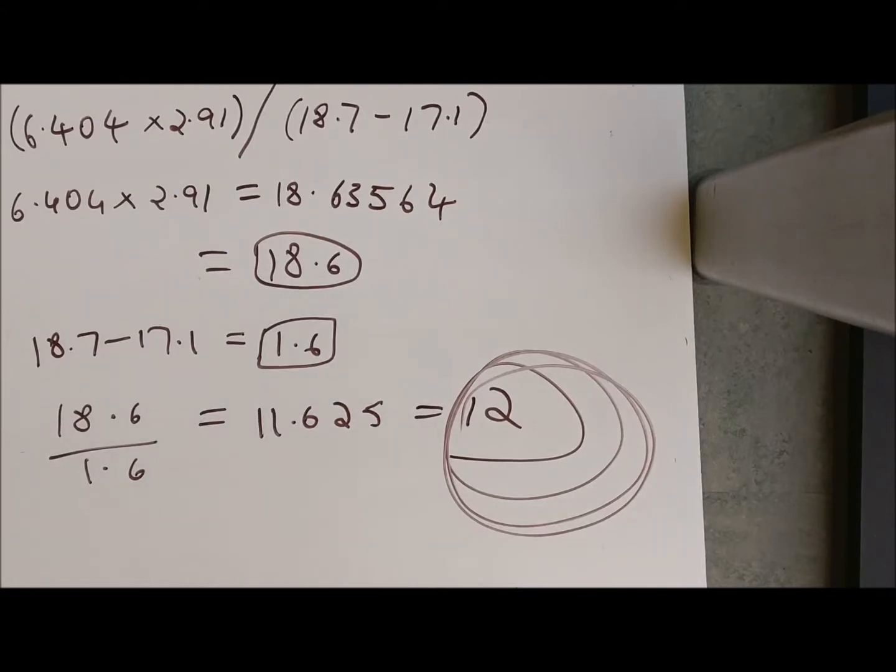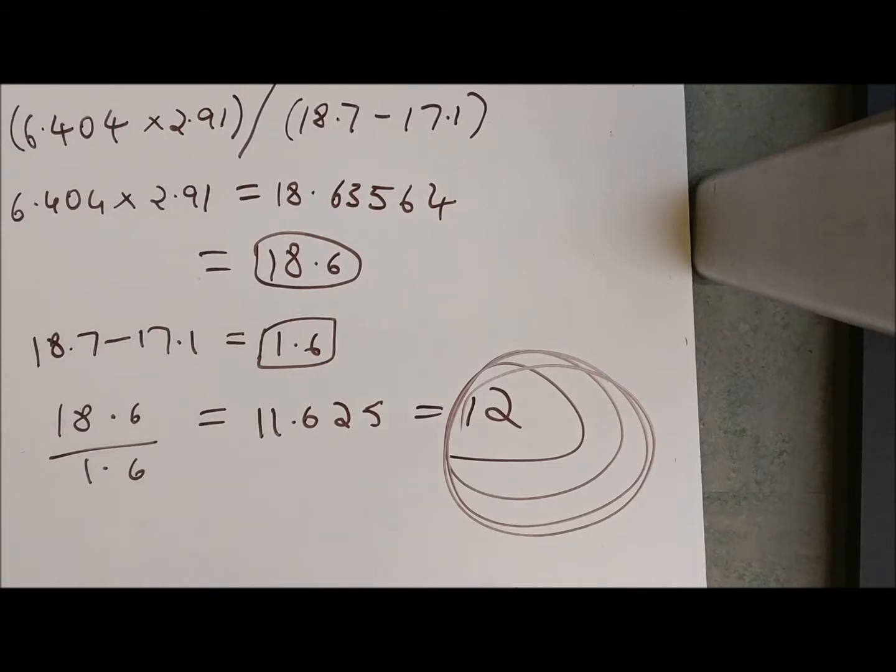So first you multiply the 6.404 with 2.91. You can see the least number of sig figs in the numbers before multiplication is 3 sig figs, and it's 2.91. So when you multiply them, the answer should have 3 sig figs. You get 18.63564. You limit it to 3 sig figs, and you get 18.6. Now moving on to the bottom part, which is 18.7 minus 17.1, you get 1.6, which already has one decimal place, so you don't have to change it at all.